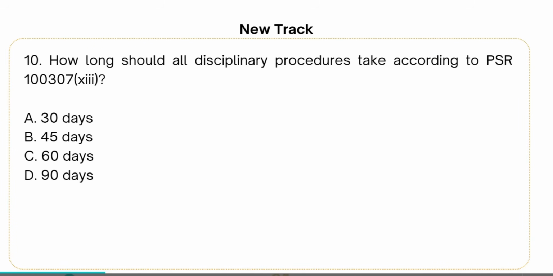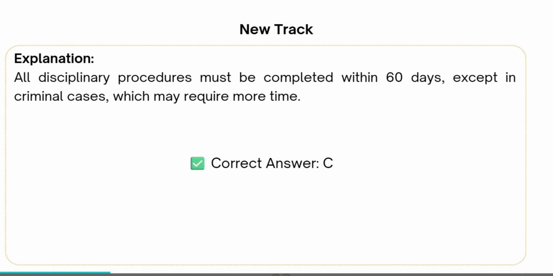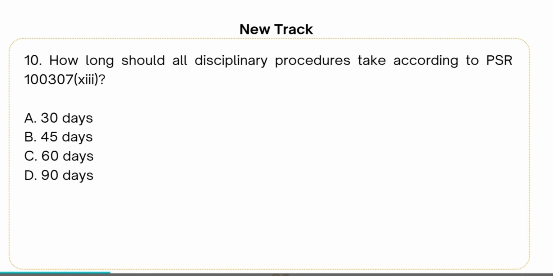Question number 10. How long should all disciplinary procedures take according to PSR 10030713? Part 13. A. 30 days, B. 40 days, C. 60 days, and D. 90 days. The right option is option C, and option C says 60 days.